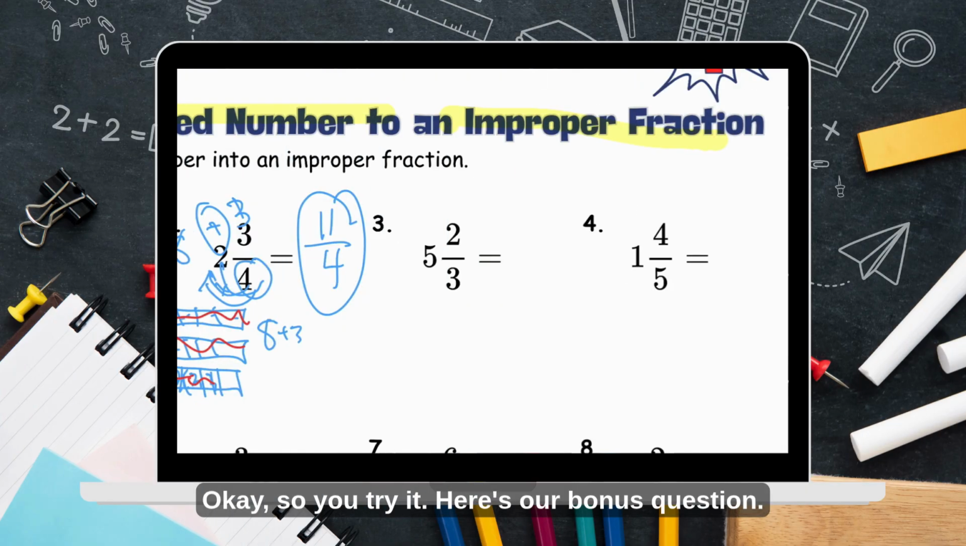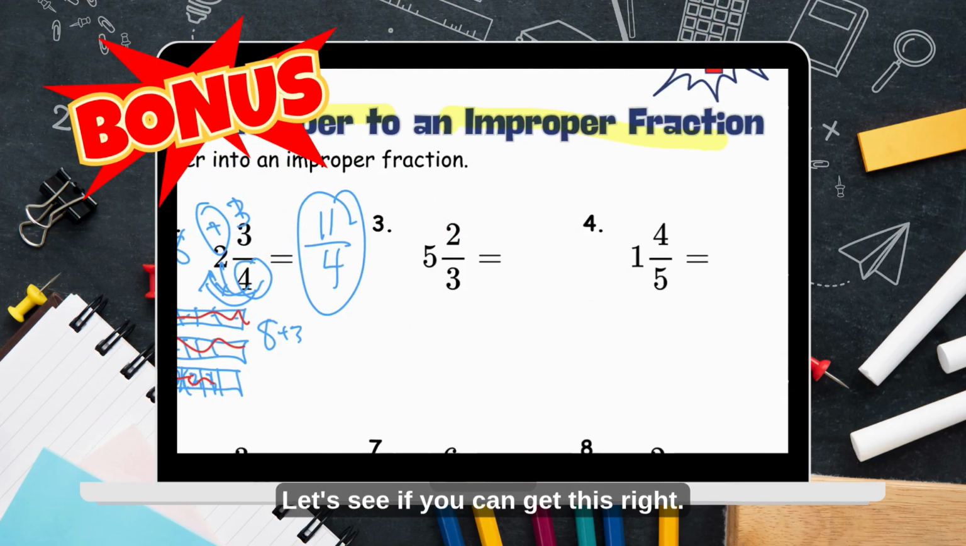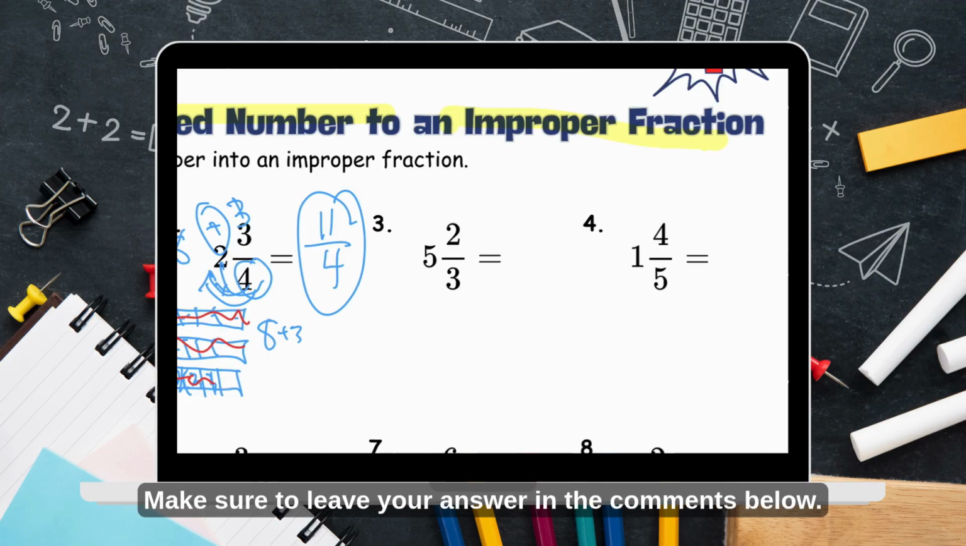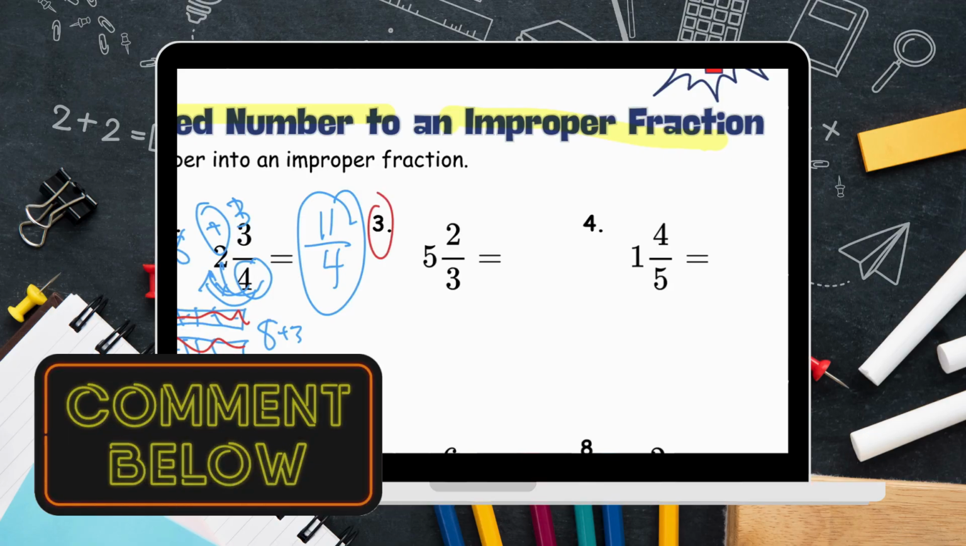Okay, so you try it. Here's our bonus question. Let's see if you can get this right. 5 and 2/3. What would that be as an improper fraction? Make sure to leave your answer in the comments below.